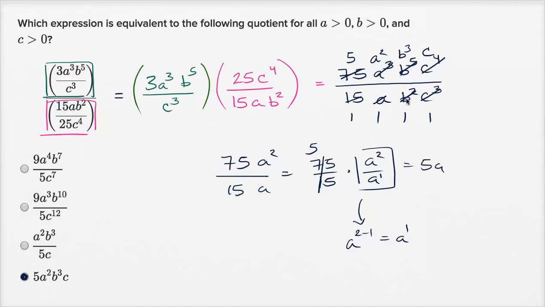Similarly, b to the fifth divided by b squared is going to be b to the 5 minus 2 power, which is b to the third. C to the fourth divided by c to the third is going to be c to the 4 minus 3 power, which is c to the first power, which is this choice right here.